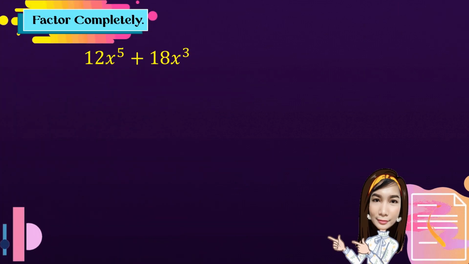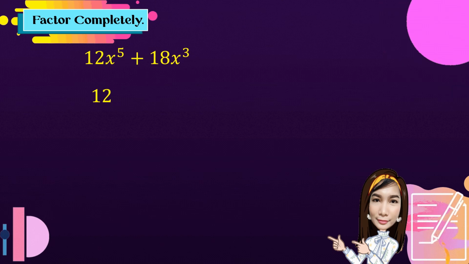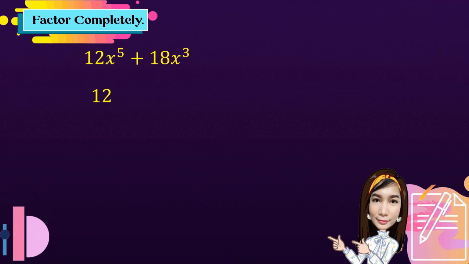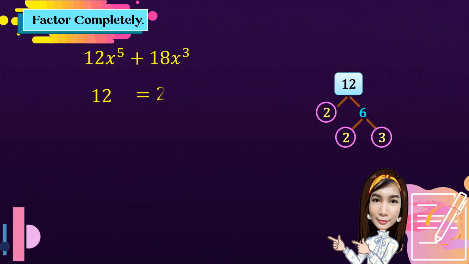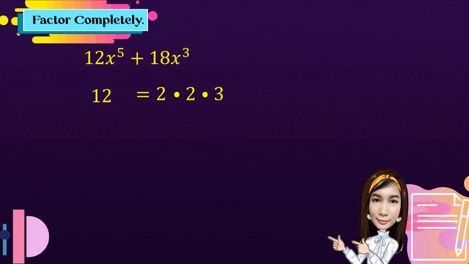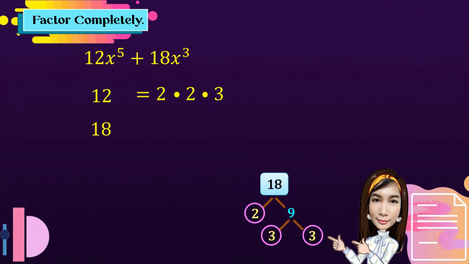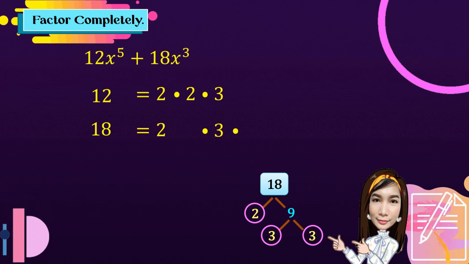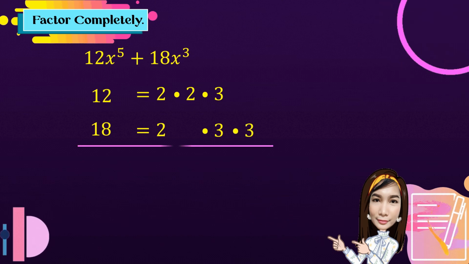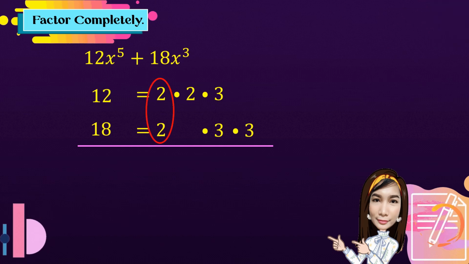The next given binomial is 12x to the 5th plus 18x cubed. Now let's start by factoring the numerical coefficient 12. So 12 is equal to 2 times 2 times 3. Next, let's take the numerical coefficient of the second term, 18. So we have 2 times 3 times 3. Now we're going to encircle the common factor, which is 2 times 3.